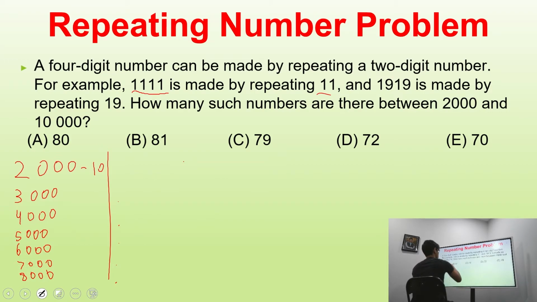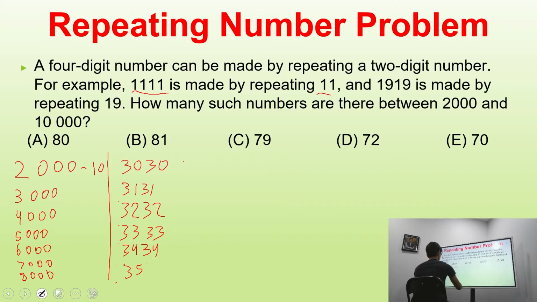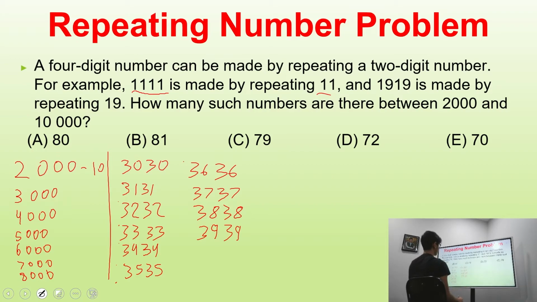So we already know that it was going to be 3030, since we have to start with 0. So it's going to be 3030, then 3131, 3232, 3333, 3434, 3535, 3636, 3737, 3838, and 3939. So these are our possible numbers, because the next one would be 4040.